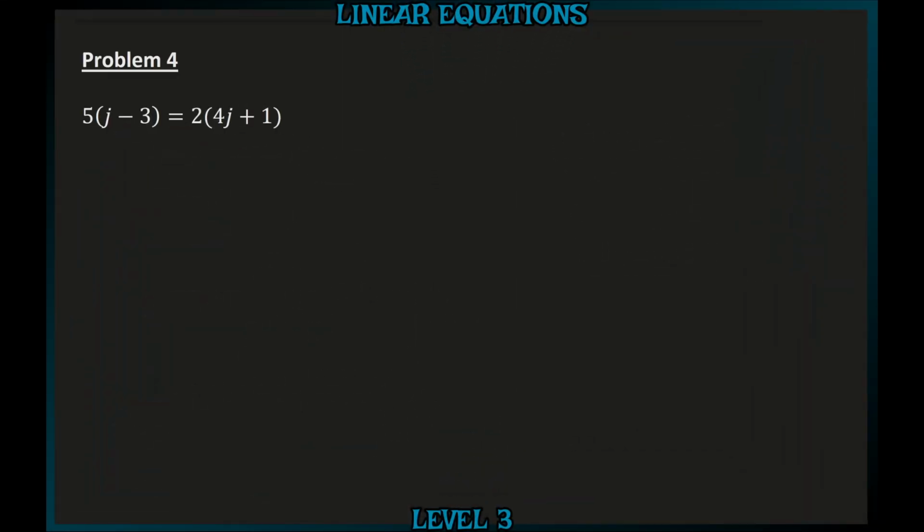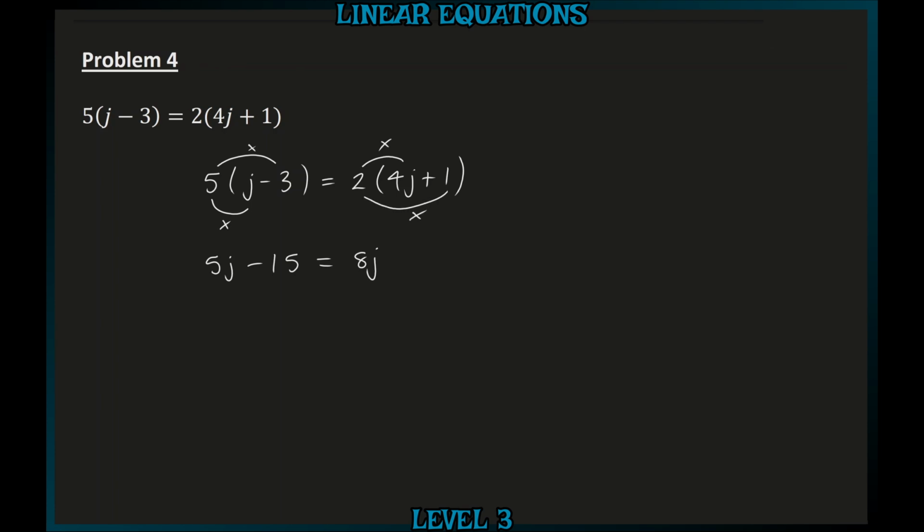In problem 4, we're solving the equation 5 multiplied by (j minus 3) is equal to 2 multiplied by (4j plus 1). To start, since we have brackets on both sides of the equation, we can begin by multiplying these out or expanding them. So on the left, we can do 5 times j, which is 5j, and then 5 times minus 3 gives us minus 15. On the right, 2 times 4j is 8j, and 2 times 1 gives us positive 2.